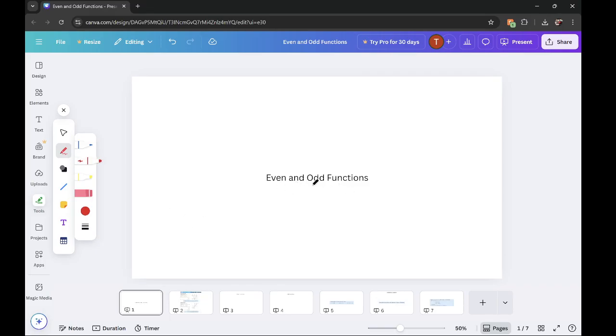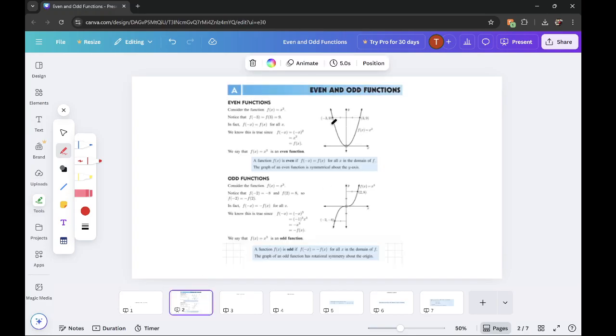And you must be wondering, I thought even and odd only applies to numbers. Well, I guess not according to the Maths AHL syllabus. Let's get right into it. So, even and odd functions.